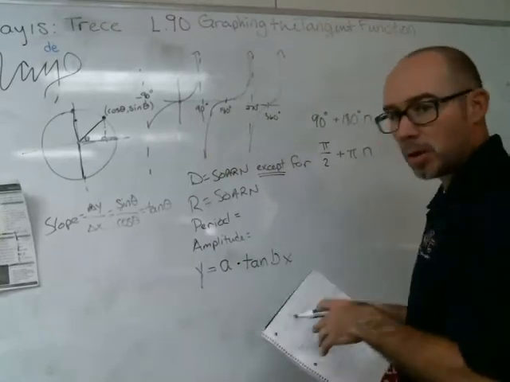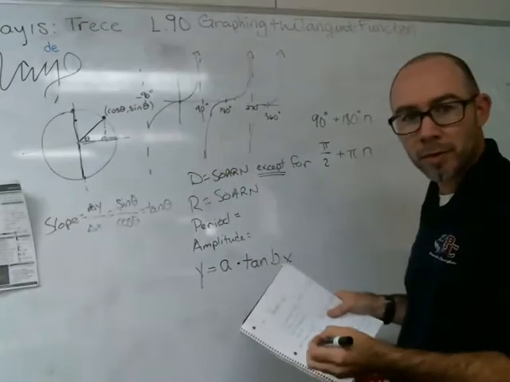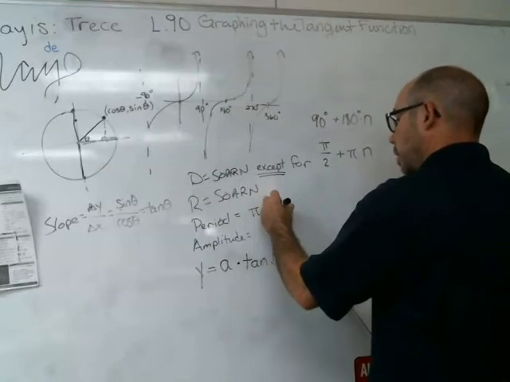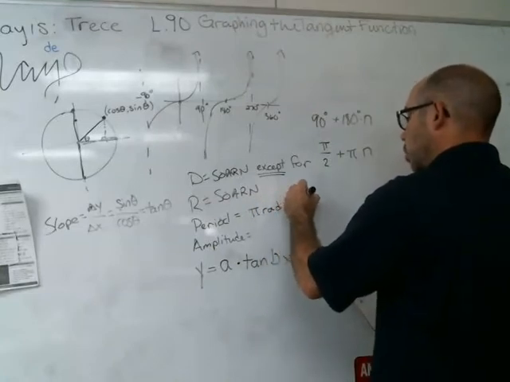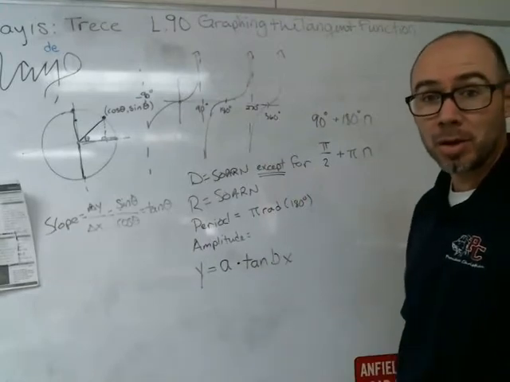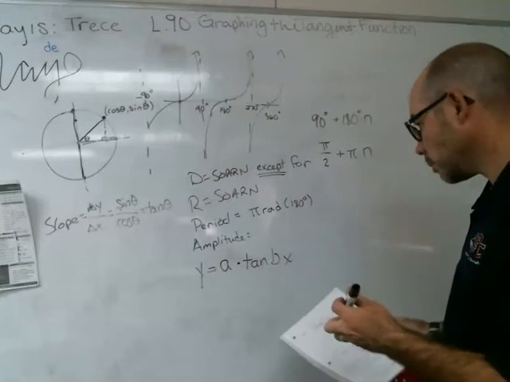Period. We already mentioned the period is cut in half. It only takes half as long for it to go through one full cycle. So the period for these is either pi radians, or we repeat the cycle every 180 degrees. The top half of the circle and the bottom half of the circle repeat the exact same pattern.